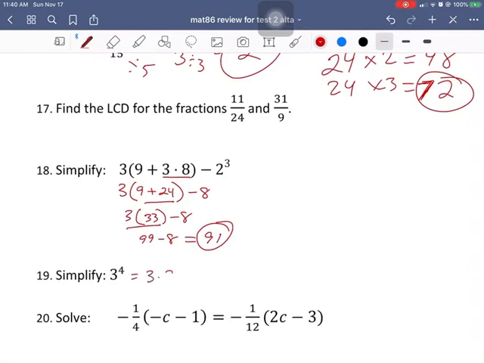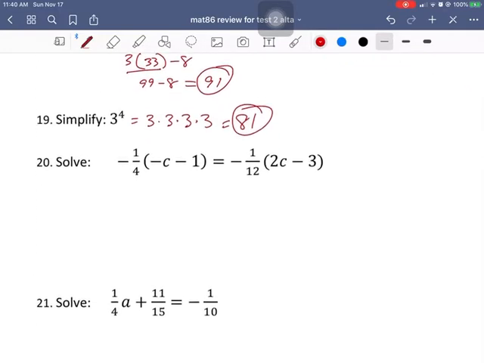3 to the 4th power. It's probably in there a lot of times because people just immediately do 12. But this is 3 to the 4th power, so that's 81. Okay.